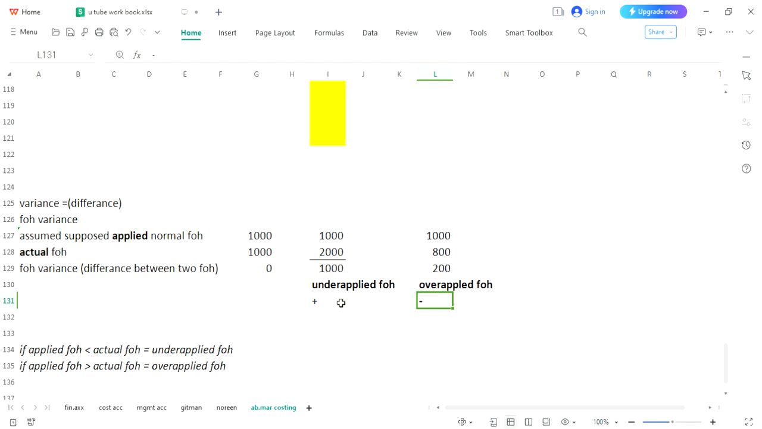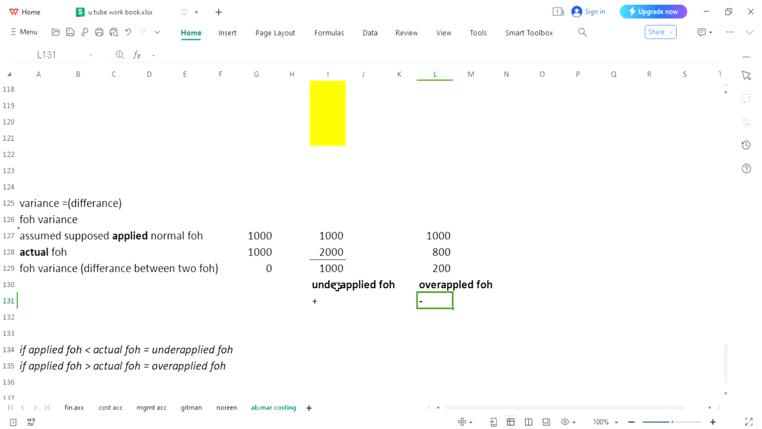Under applied means you have supposed less and actually you are spending more. To make it actual, you will have to add. Okay, and in this case over applied means you have supposed more than the actual. So to make assumed FH equal to actual FH, you will have to subtract. So the minus sign would be used for over applied, and the plus sign would be used for under applied.